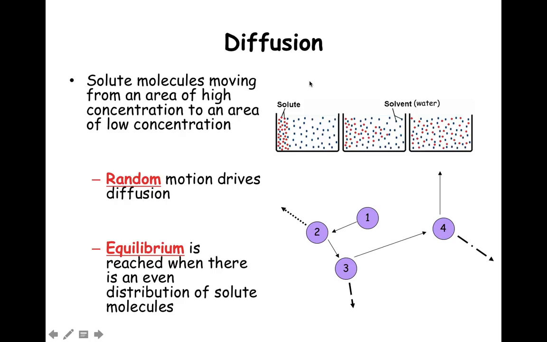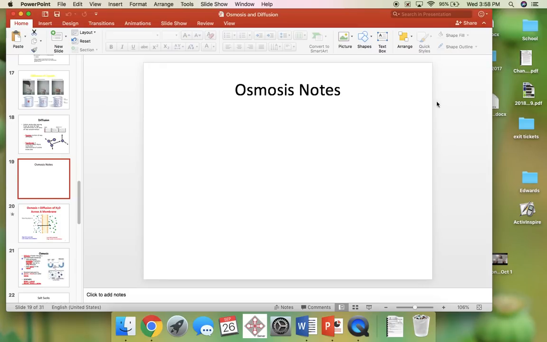So again, diffusion is any molecule can go from an area of high concentration, highly concentrated, and spread out into an area of low concentration. We want to reach equilibrium, and it's driven by random motion, so it's constantly bouncing off of each other, and it's going to reach equilibrium when it's evenly distributed. Okay, later on we will go through osmosis, so we are officially done with our basic notes.